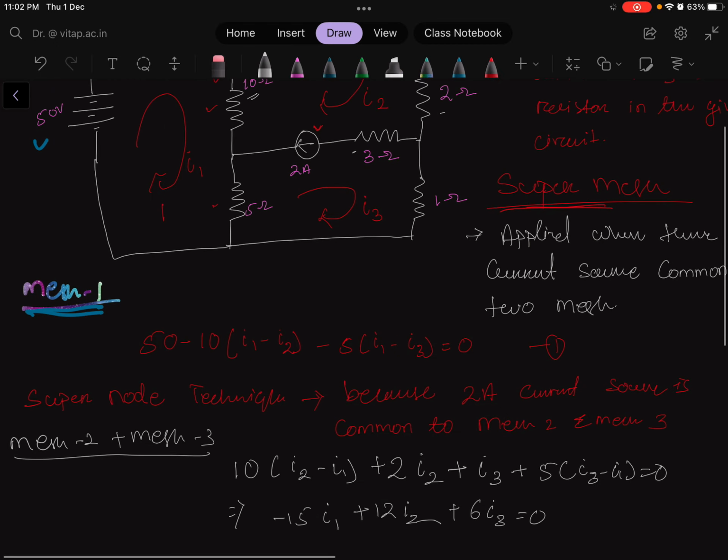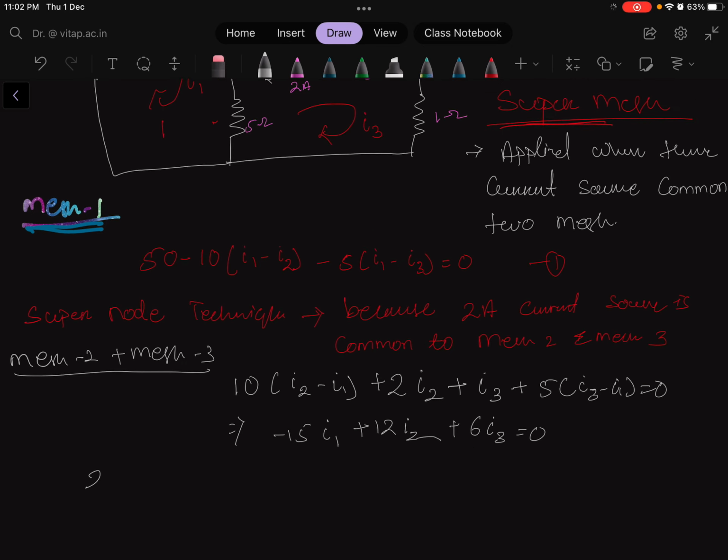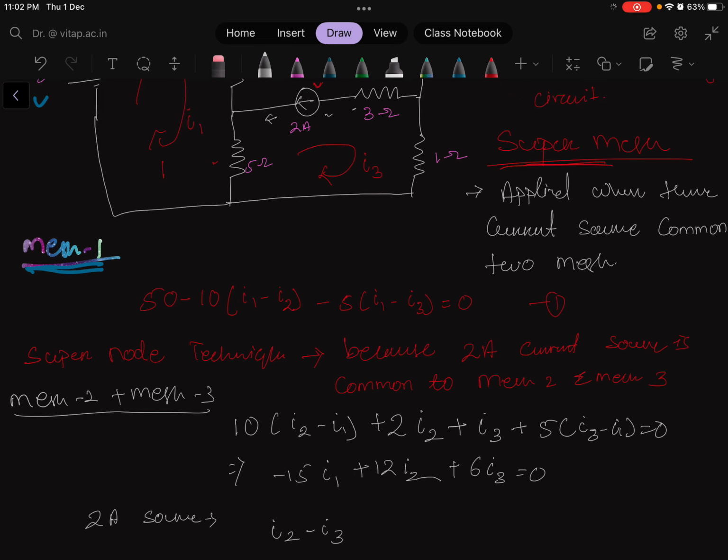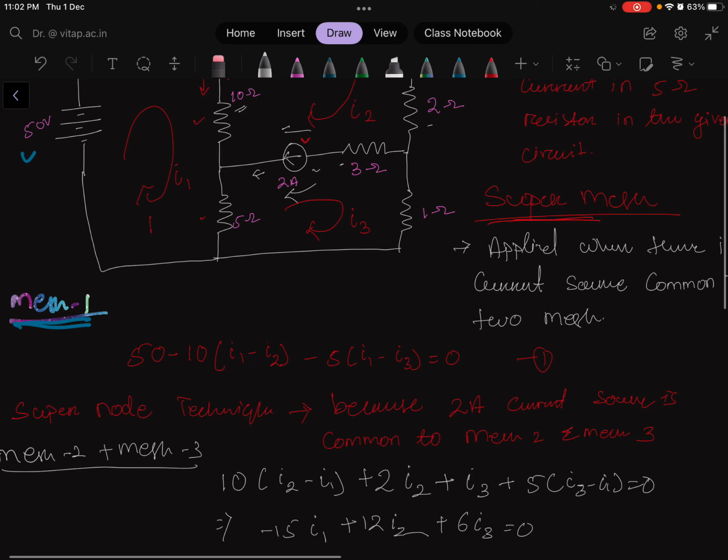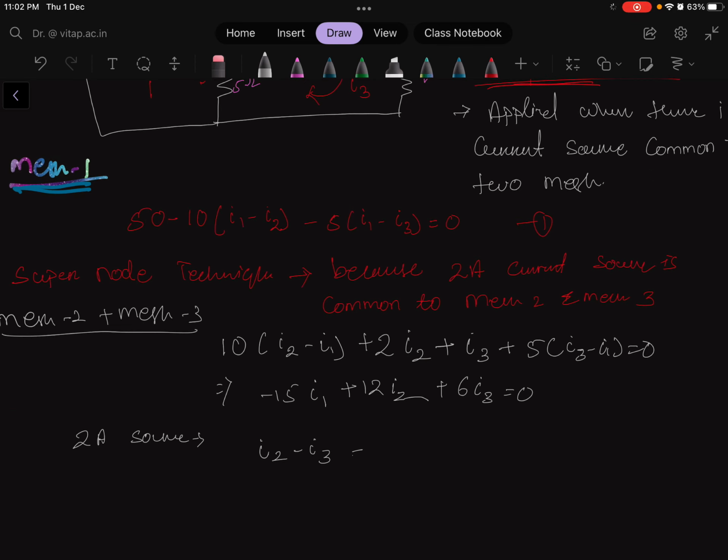Again, you can see here the value of this 2 ampere source. If I consider this node, the current is flowing in this direction. So for the 2 ampere source we can write I2 minus I3. I2 is flowing in this direction, and I3 is flowing in this direction. So what will the I2 minus I3 value be? It will be 2. If I use this equation, that implies I2 equals 2 plus I3.